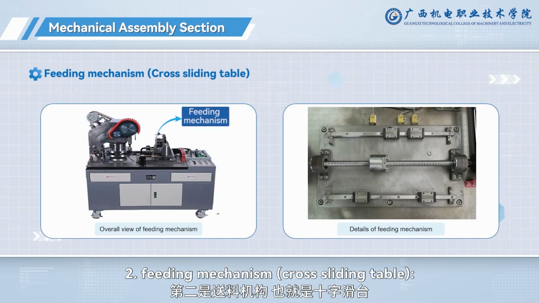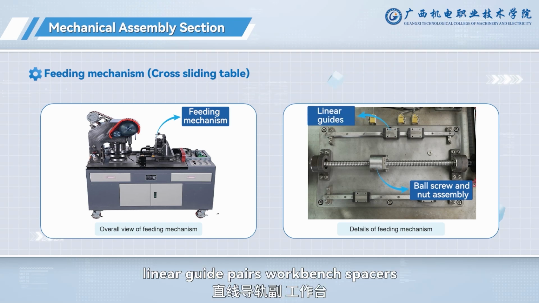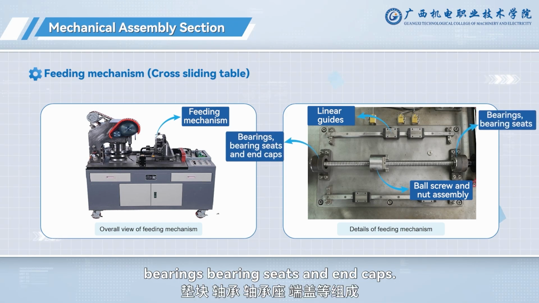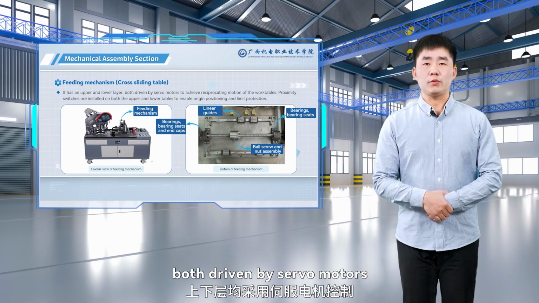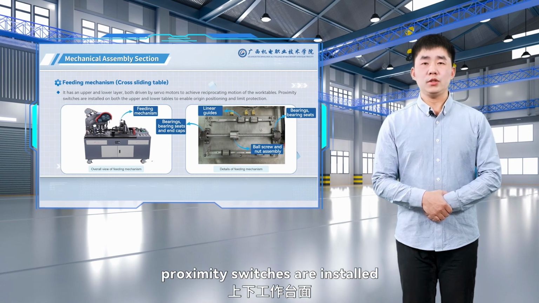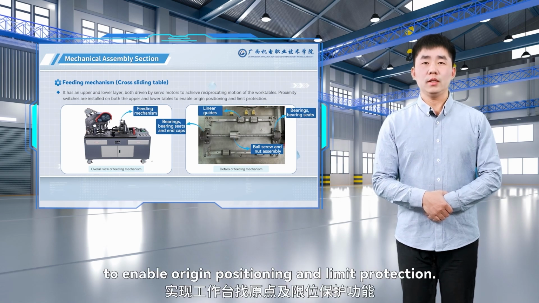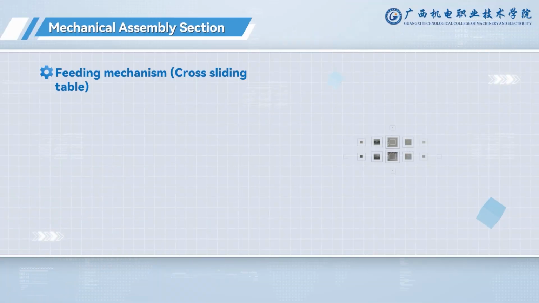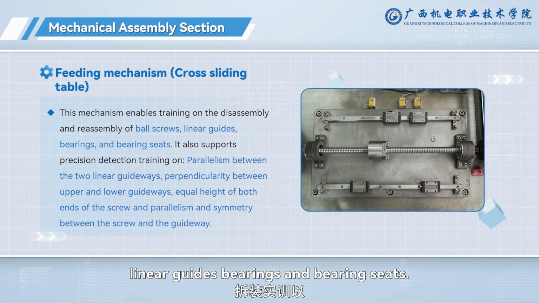2. Feeding mechanism, cross-sliding table. It mainly consists of a ball screw nut pair, linear guide pairs, workbench, spacers, bearings, bearing seats, and end caps. It has an upper and lower layer, both driven by servo motors to achieve reciprocating motion of the work tables. Proximity switches are installed on both the upper and lower tables to enable origin positioning and limit protection. This mechanism enables training on the disassembly and reassembly of ball screws, linear guides, bearings, and bearing seats.